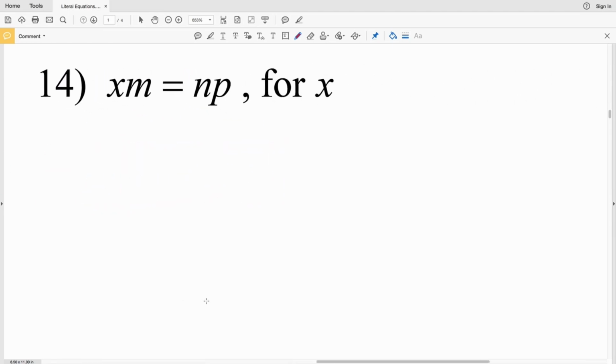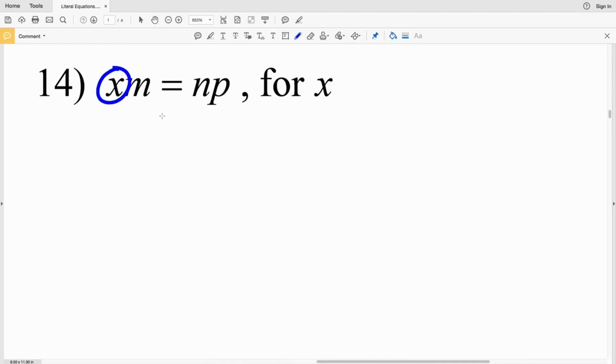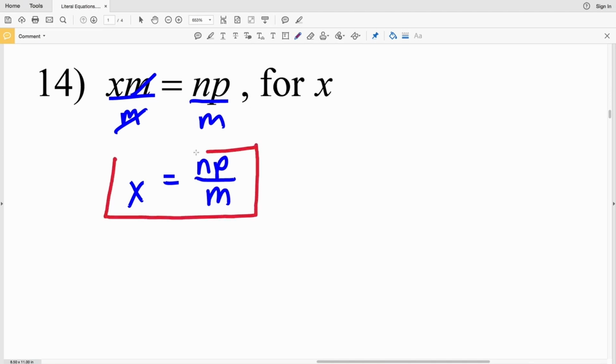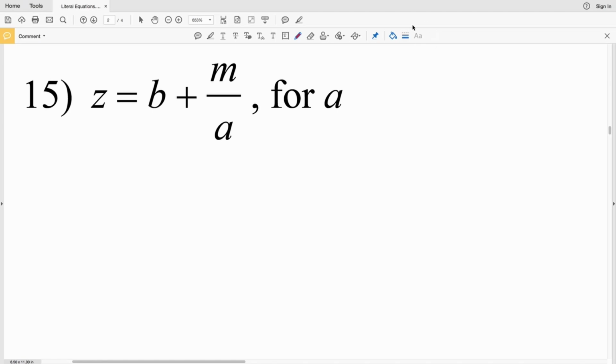In number 14, this time we're solving for the variable x, so we need to isolate x. This can be done by simply dividing both sides by m. M divided by m is 1, x times 1 is x, and then we'll have np all over m. On to the second page, number 15, we're solving for a.